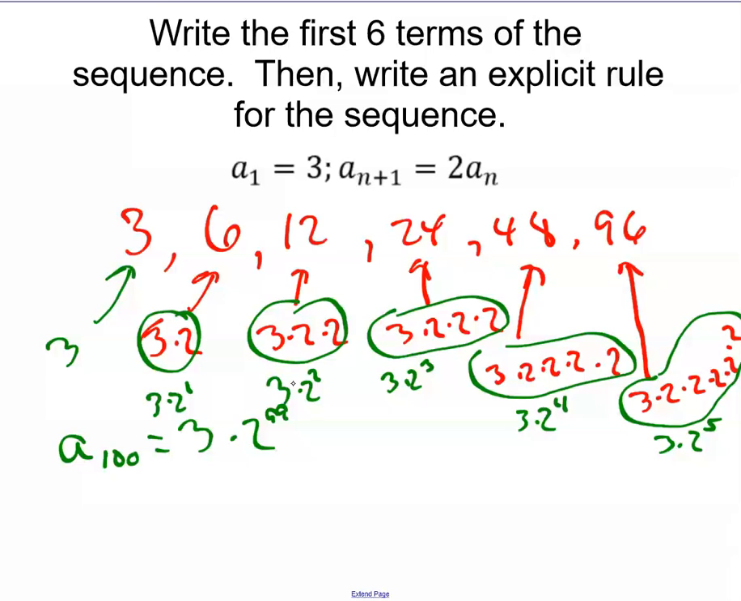Okay, so our overall goal is to get that explicit rule which says a sub n, where again, that n is going to represent which term in the sequence we're looking for. So we can see our pattern, there's always a 3, and then it's going to be timesing by 2 a certain number of times. And since we recognize the pattern was 1 fewer times than which term I was looking for, if I'm looking for term n, my exponent is going to be n minus 1.